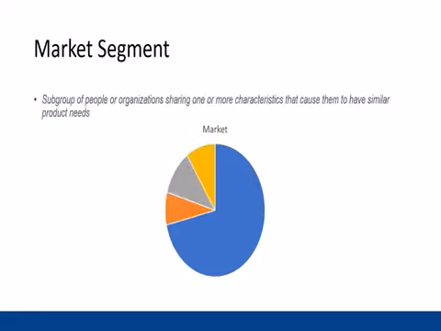And then a market segment is a subgroup of people or organizations sharing one or more characteristics that cause them to have similar product needs. So what that means is we are taking this market and trying to divide it into segments that look sort of alike. And this is going to look a little bit like stereotyping. But it's really so we can be more efficient with our marketing, so we don't have to talk to each individual person, but we can group them together in ways that make sense.